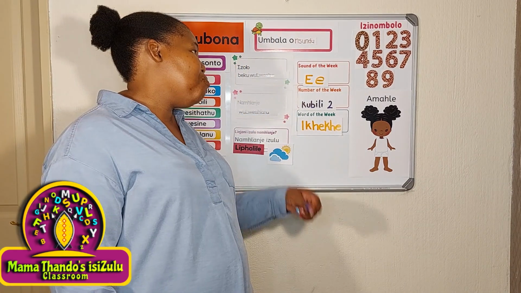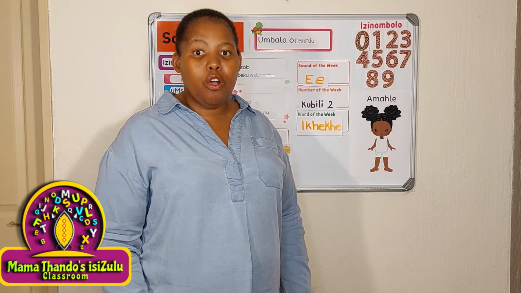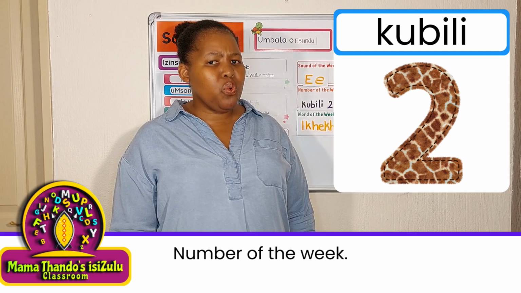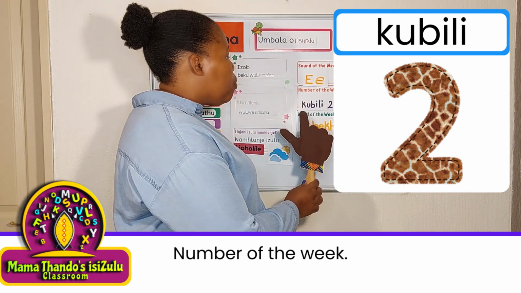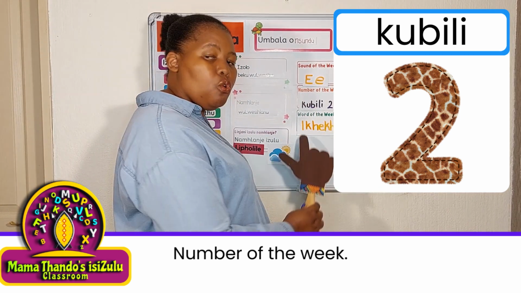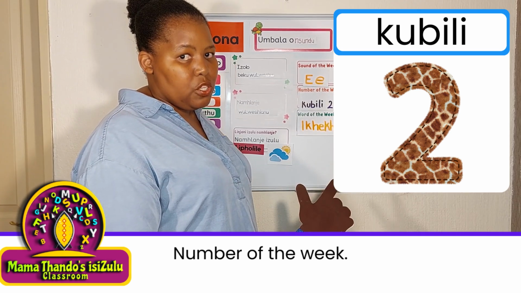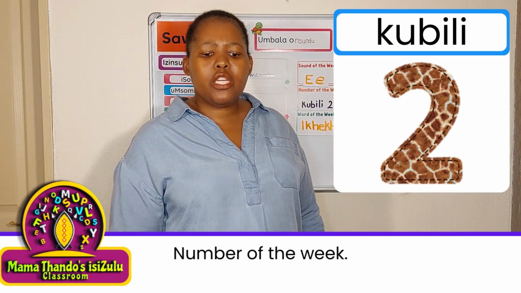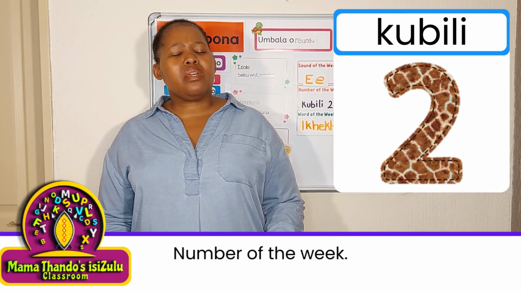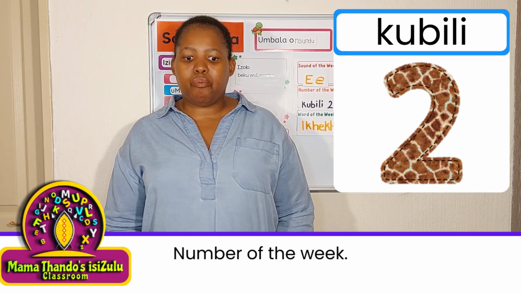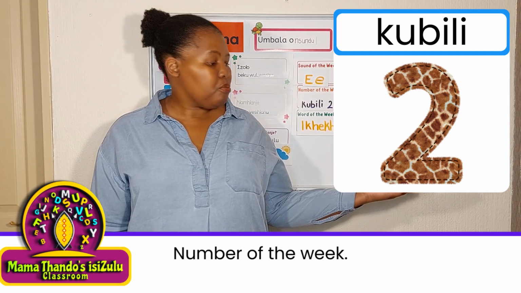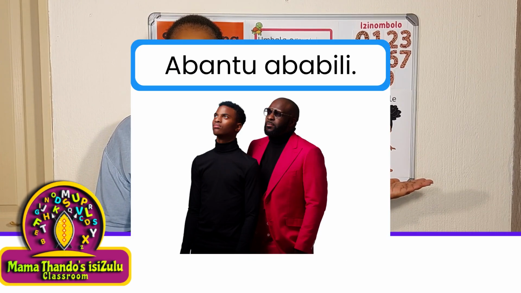The next part of our board is the number of the week. The number of the week is kubili. That's 2 in English. Now, I would like us to remember the different things we counted this week. And we counted 2 by 2 by 2 this week. So let's see. We had 2 people. Abantu ababili. Repeat after me. Abantu ababili.